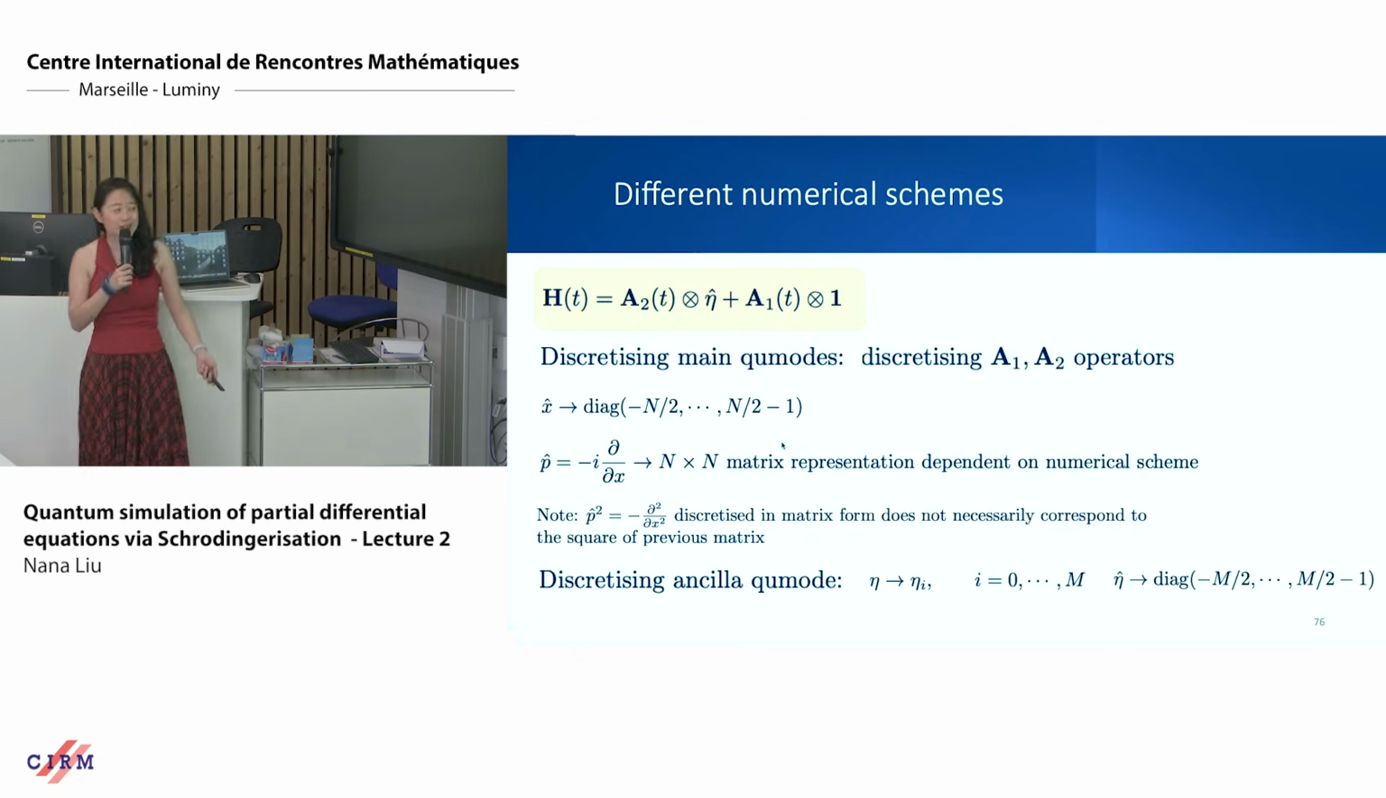Okay, you know very well that all these numerical schemes are really different ways of representing the derivative. Just as a note, you might think p squared is just p hat times p hat, but when you discretize in matrix form, it doesn't necessarily correspond to the square of the previous matrix. So be a little bit careful: when you're discretizing this, don't just square the previous matrix. Using a particular numerical scheme, you have to look at what you mean by second derivatives.